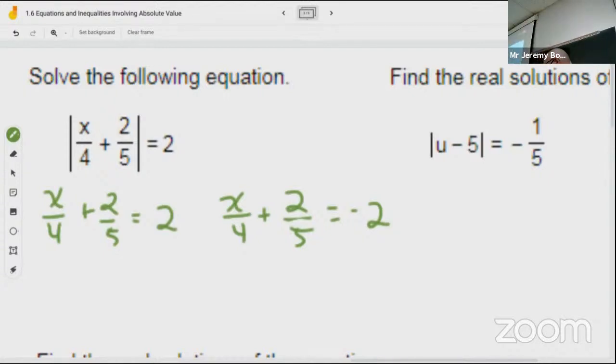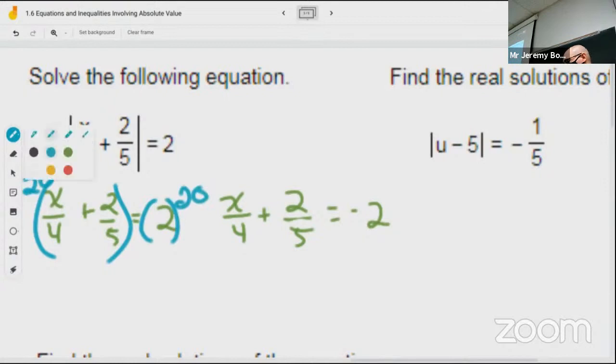And once we're there, we end up with these two linear equations, but they have fractions in them. And what can we do to get rid of those fractions? It's got a denominator of 4 and 5. What's the LCM of 4 and 5? 20. So we're going to multiply both sides by 20. Let's just work on one for right now. We'll come back to the other one after.